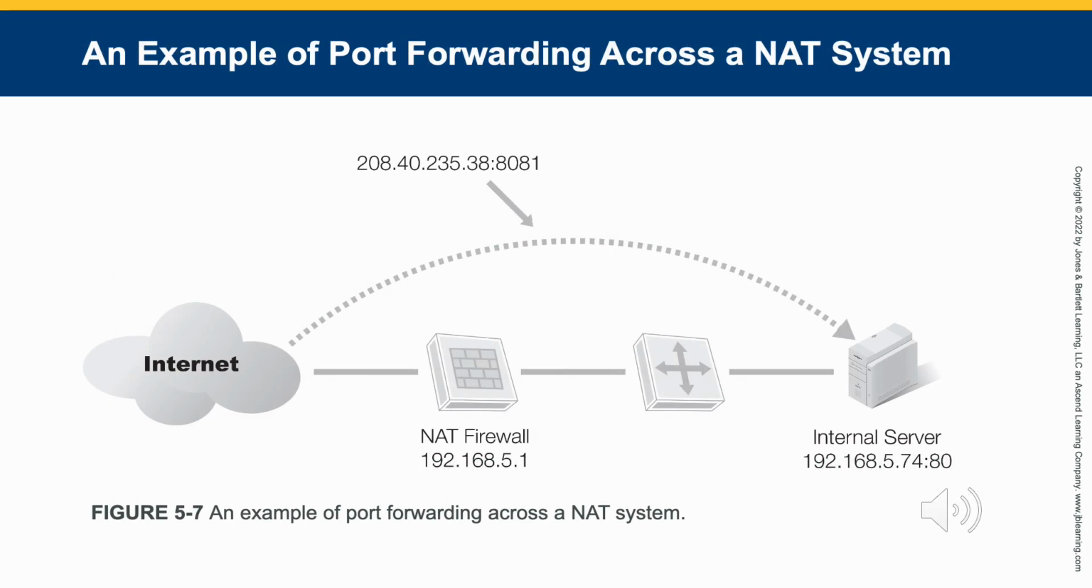An example of port forwarding access across network address translation. In this example, we have the internet on the left, our NAT firewall, a switch, and the server inside of the network. The firewall has a rule that says anything coming to 208.40.235.38 via port 8081 will get translated to the address inside, 192.168.5.74, which is listening on port 80.